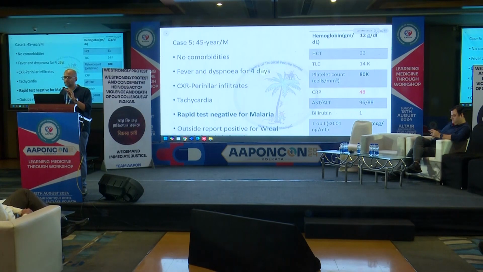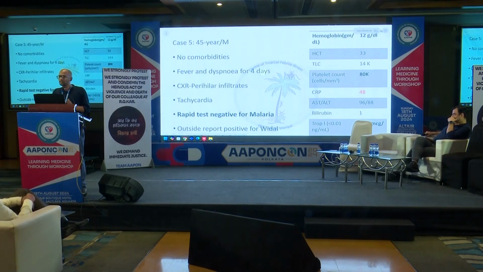So this is a patient who has come with fever and dyspnea. Chest X-ray shows perihilar infiltrates, and there is tachycardia. Now how is this different from a community-acquired pneumonia? This is an acute febrile illness. The patient has come with fever. There is multi-system involvement, and in the laboratory you will see that there is some bit of thrombocytopenia, and either leukopenia or leukocytosis, and a little bit of transaminitis. So this is a patient who has come with acute febrile illness.